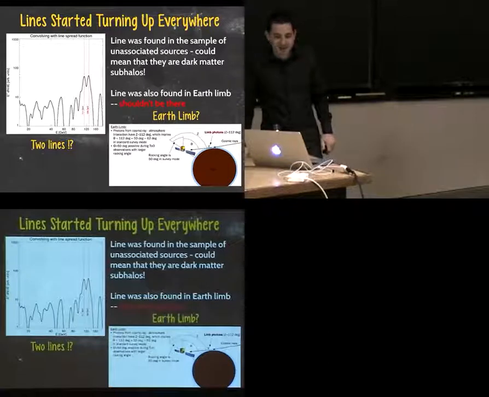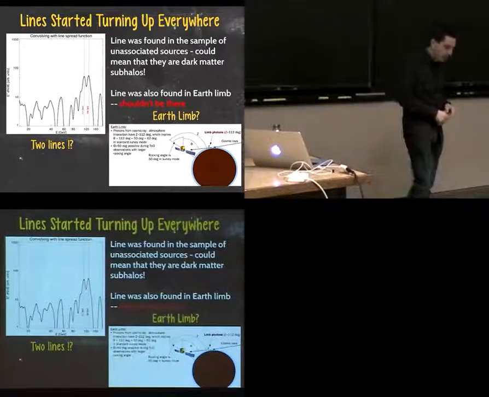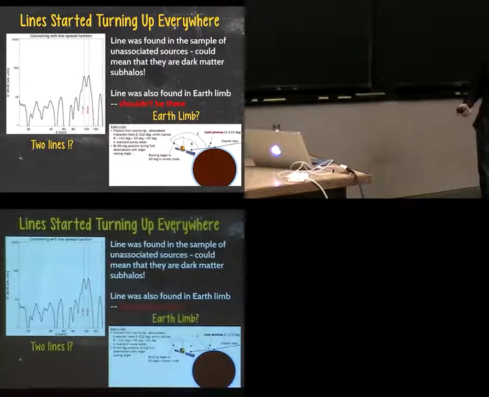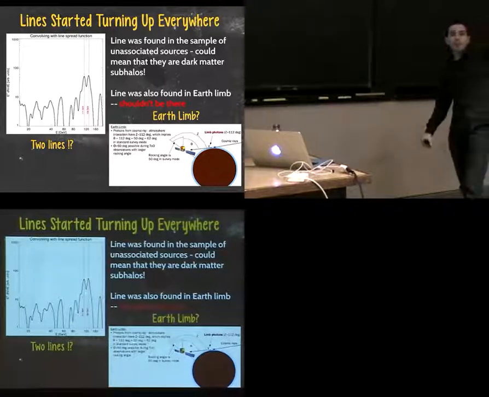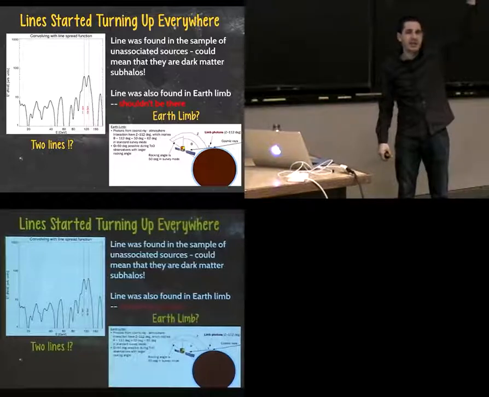But then the line started turning up in all sorts of places. So there was an analysis by Doug Finkbeiner and Meng Su, the guys who did the Fermi Bubbles, that said, hey, maybe there's actually 2 lines. They were looking at different gamma ray sources that had been detected, but we didn't know what they were yet. They're called unassociated gamma ray sources.